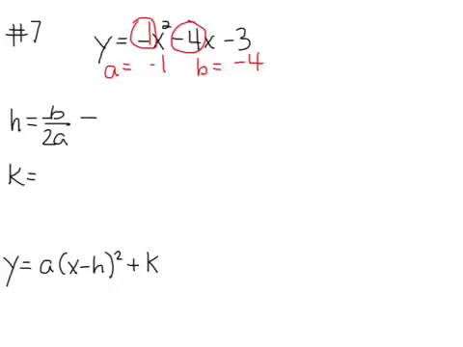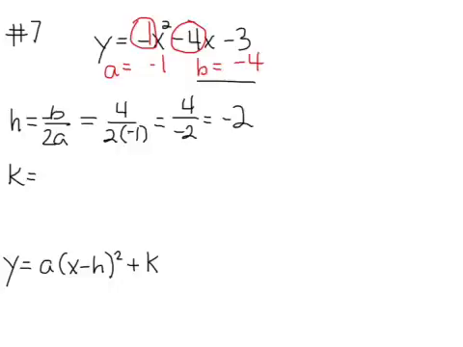We have a formula for H. It is the opposite of B over 2 times A. So we're going to take the opposite sign of whatever our B is. So in this case, the opposite sign would be 4 over 2 from our formula times A. Well, our A is negative 1. So let's simplify this. We have 4 over 2 times negative 1. That's negative 2. And we can simplify that more. 4 divided by negative 2 is negative 2.